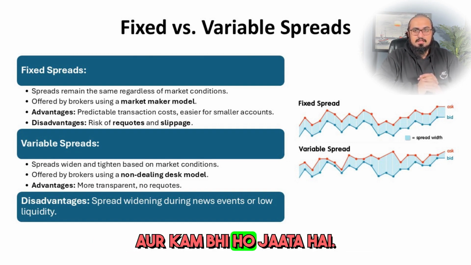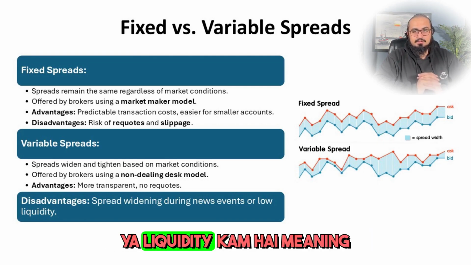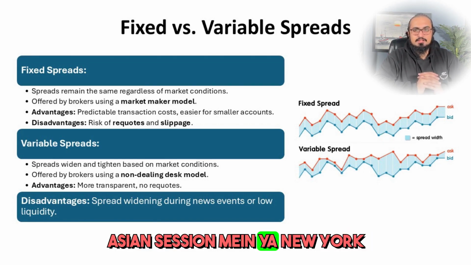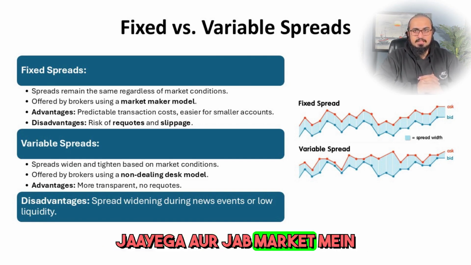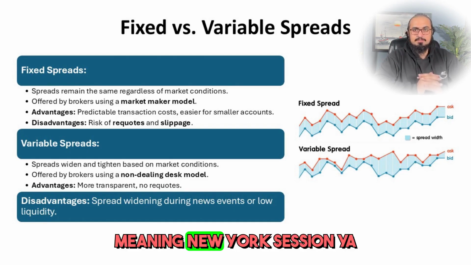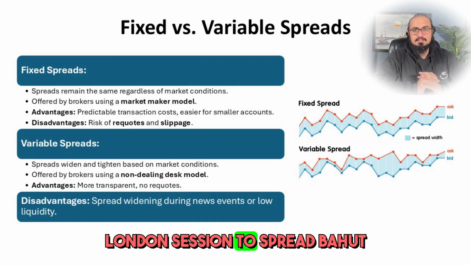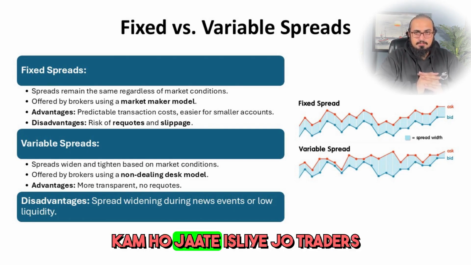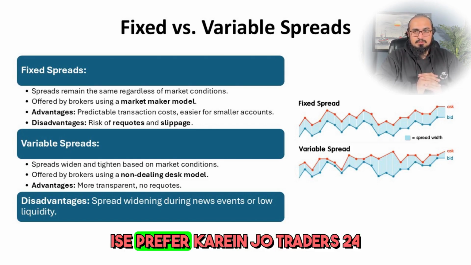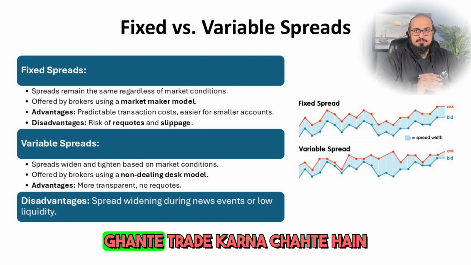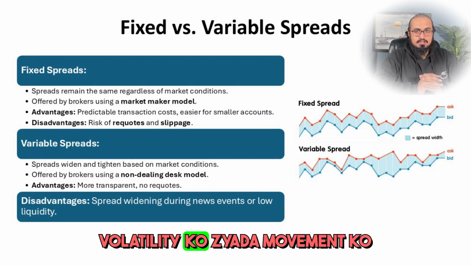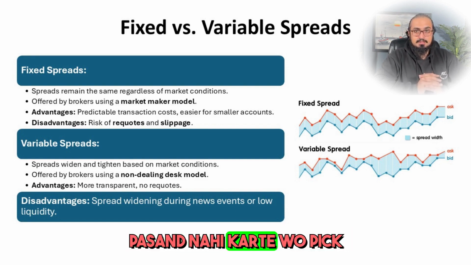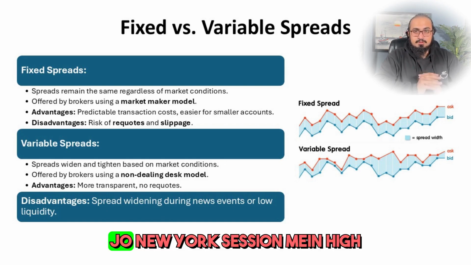Now, when participant liquidity in the market is low, meaning during the Asian session or at the end of the New York session, the spread will increase significantly. And when there are many participants in the market, meaning during the New York session or the London session, the spread becomes very low. So, traders should prefer it. Traders who want to trade 24/7 or want to trade in the Asian session or at the end of New York, who do not like high volatility, should use fixed spread.